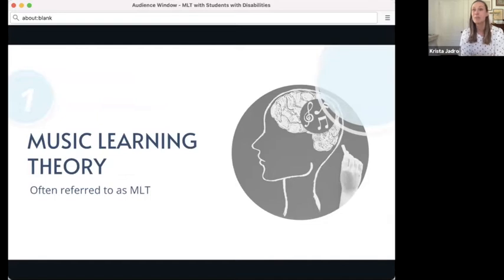So let's start. Music learning theory. Music learning theory, which is often referred to as MLT, is an explanation of how we learn when we learn music. Now, what does it mean to learn music?